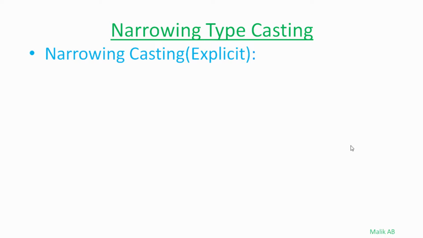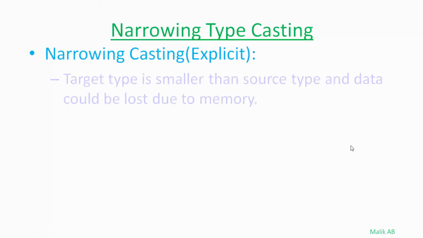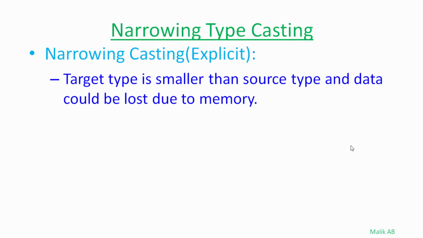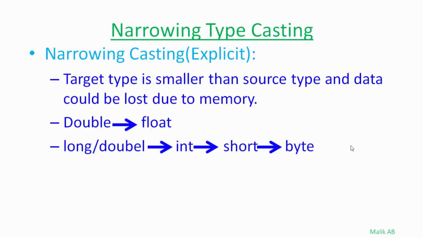Now we will talk about narrowing typecasting. Target type is smaller than the source type and data could be lost due to memory. If we are saving a double variable in a float variable, then we know that double has 8 bytes and float has 4 bytes. So there is a chance that data will be lost. Or if we are saving a long in integer, or we are saving int in short or short in byte, there is a chance that data will be lost. So we have to do it explicitly. We have to tell the compiler that we know there could be loss of data, but we are accepting it.